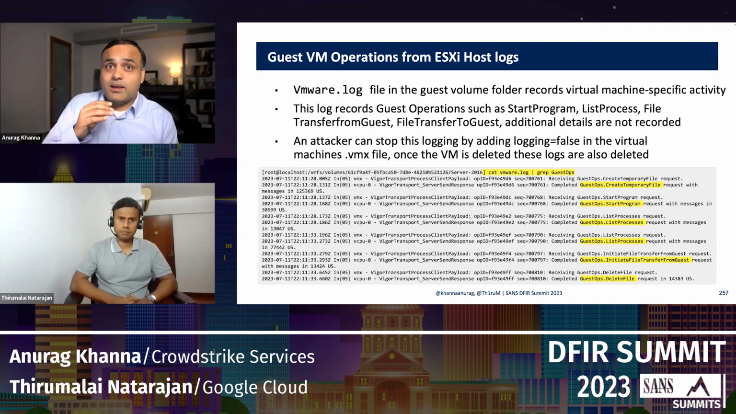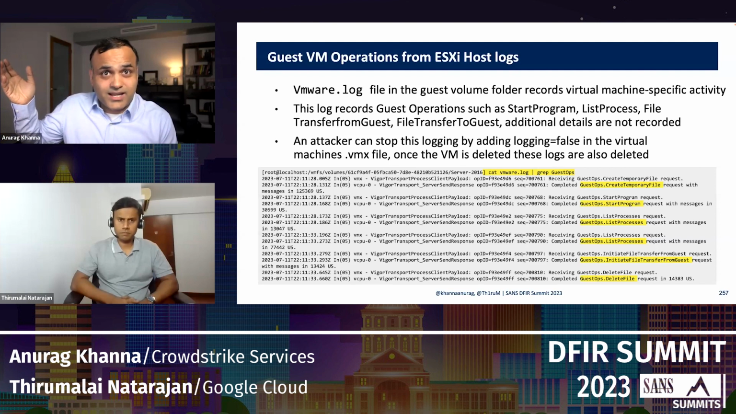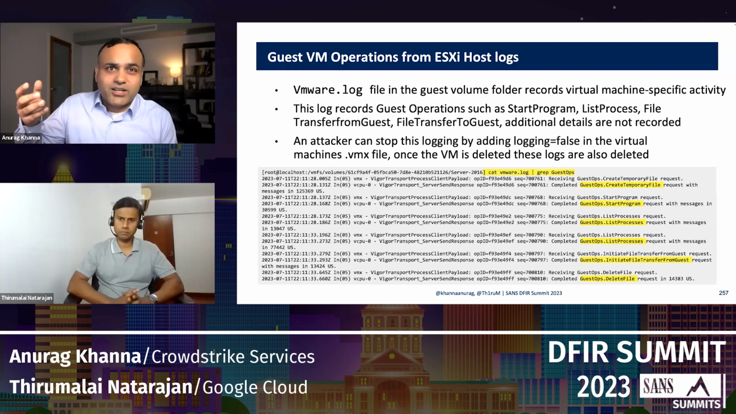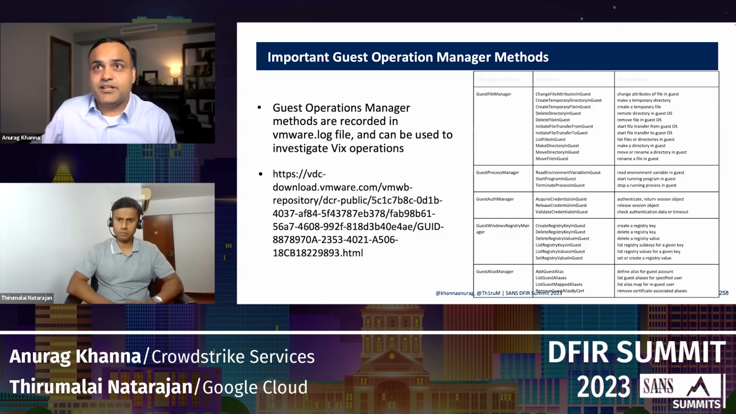Now let's look at what happens in the log files that are available, both at the hypervisor level as well as the guest level. The VMware.log file exists in the volume folder. So the volume folder is the folder where the disks are on the hypervisor. And that particular file records guest operations. So what you see here in yellow is guest ops: create temporary file, start a program, list processes, initiate file transfer. All that is being recorded in the VMware.log file. Threat actors can tinker with this. They can disable it, but in the default configuration, this log does get created.